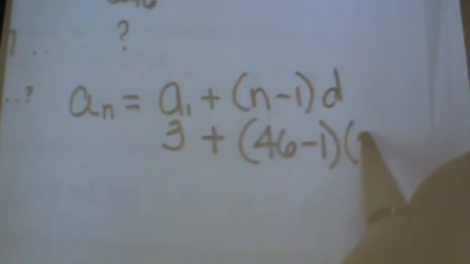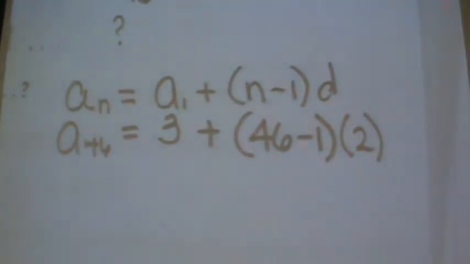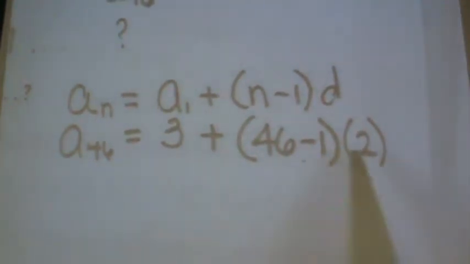And I'm looking for the 46th term, so I'm going to do 46 minus 1. What are we doing to get from 3 to 5 and from 5 to 7? Adding 2. So d is 2. To find the 46th term, this is what you would do. What is 45 times 2?